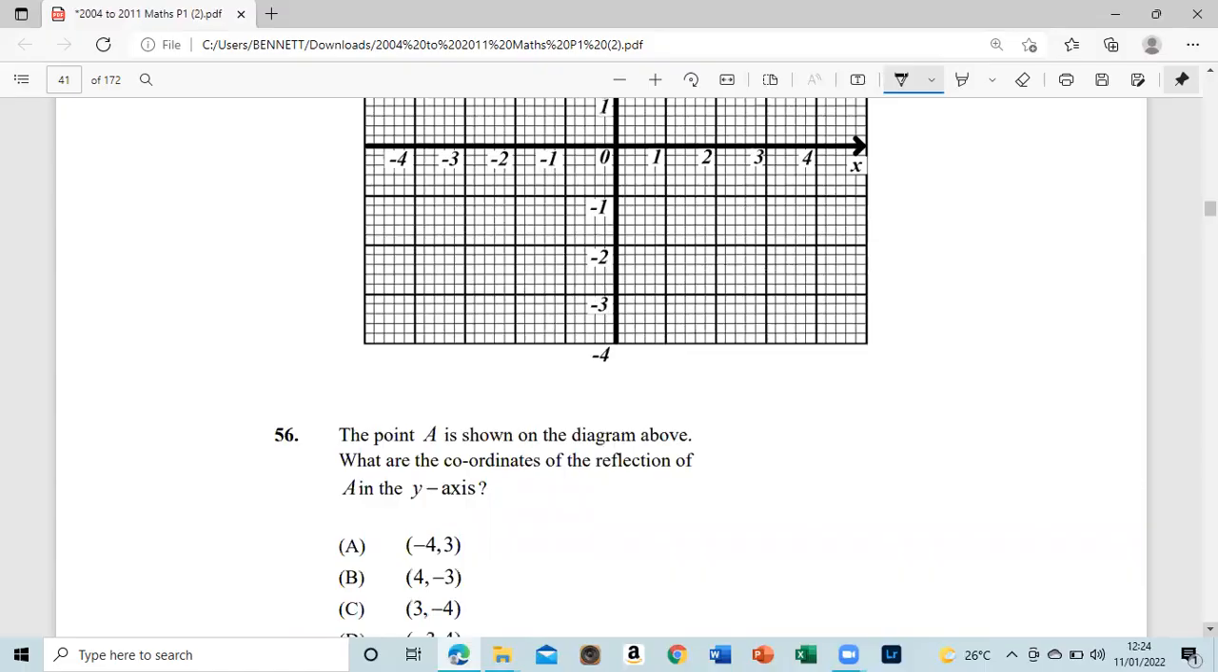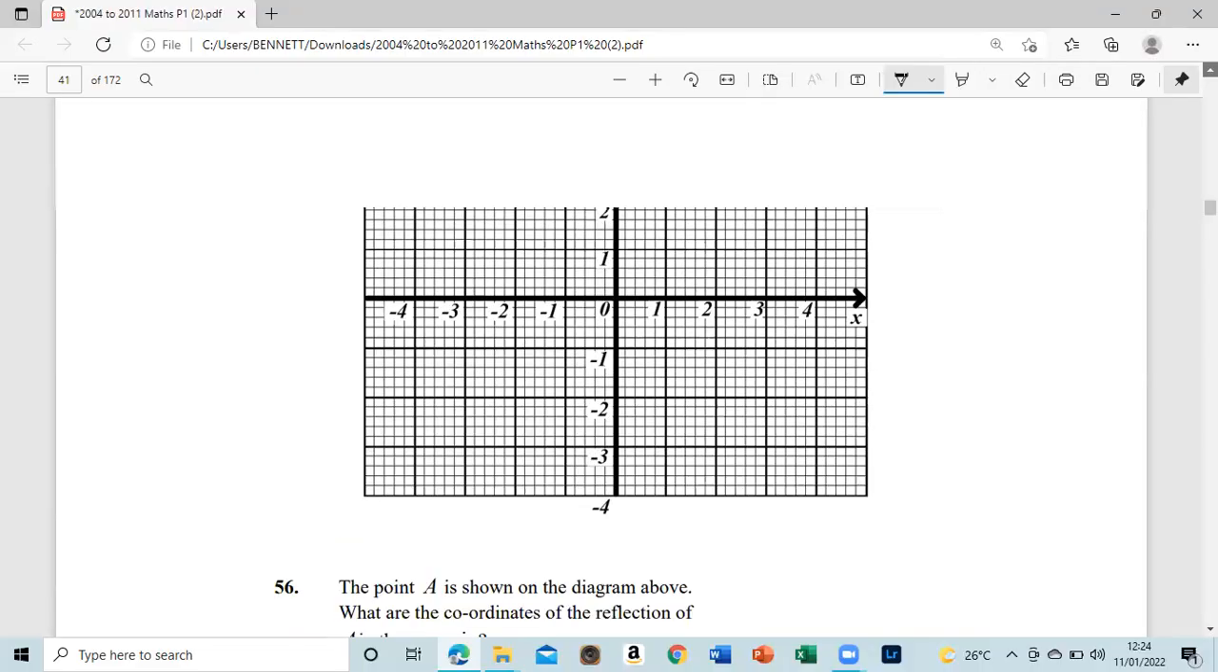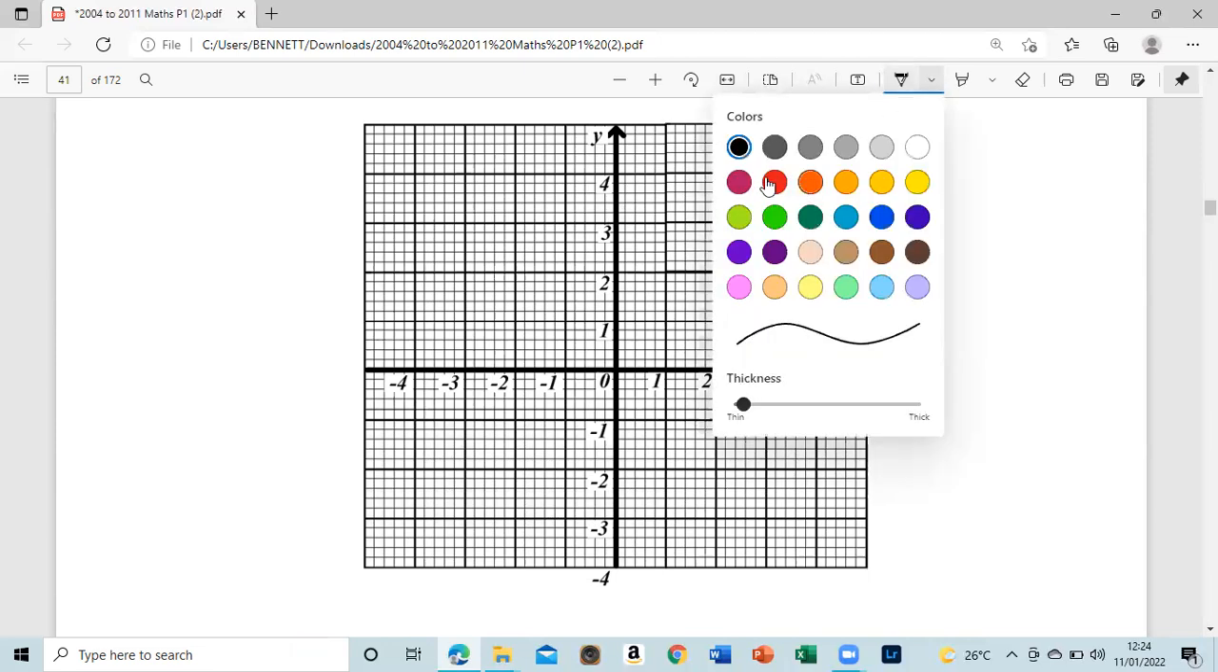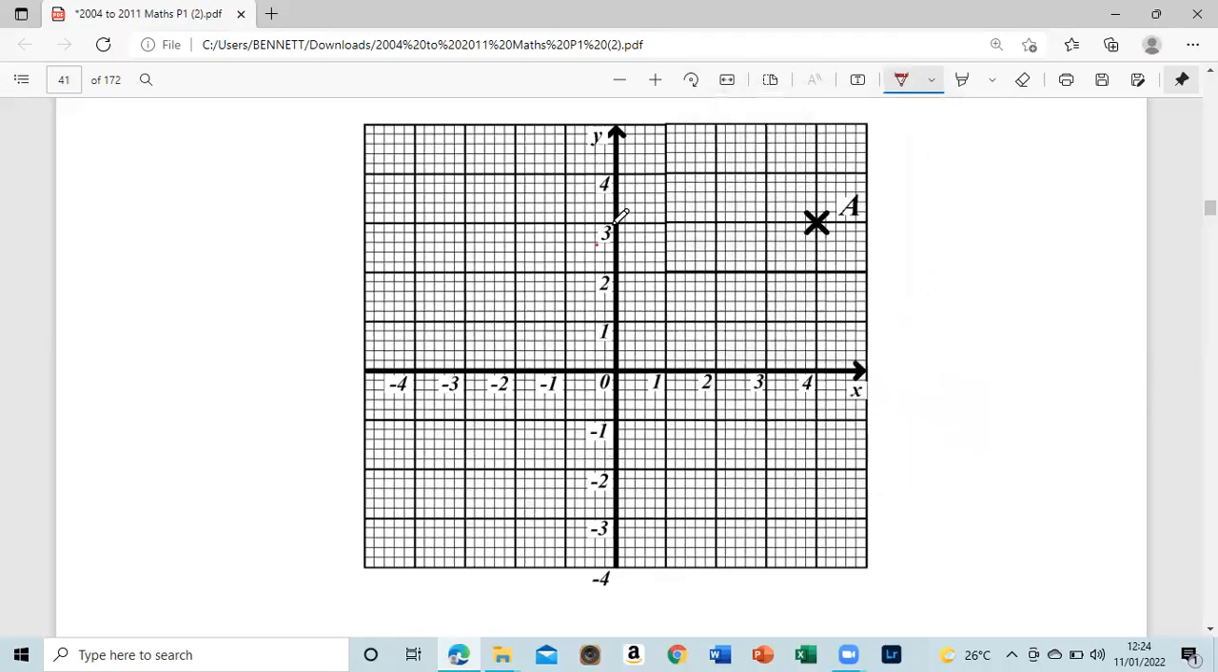The point A is shown in the diagram above. What are the coordinates of the reflection of A in the y-axis? This one is not tricky. We're supposed to reflect it in the y-axis. So let's see how far it is from the y-axis, which is our mirror line. Let me get a red so we can show you exactly what's happening. 1 unit, 2 units, 3 units, 4 units. So it must be 4 units on the other side. So it's -4 and +3. That is our answer.